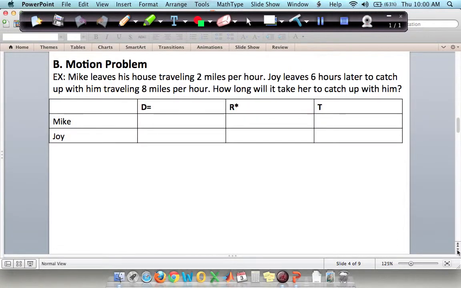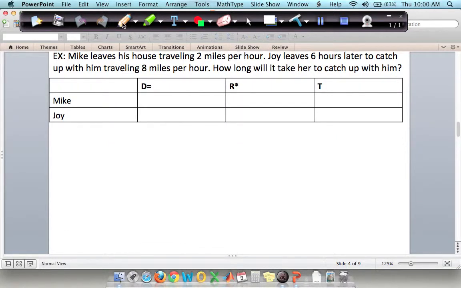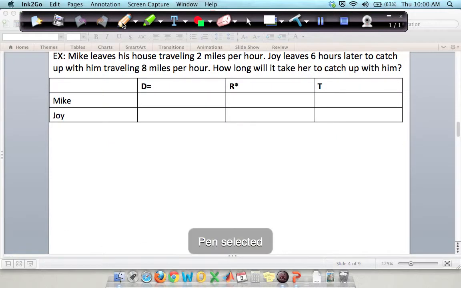Okay, we're going to look at another motion problem. So again, I have a table set up, and we're going to fill it in with distance, rate, and time, and then we'll set up our equation to solve. So Mike leaves his house traveling 2 miles per hour, and Joy leaves 6 hours later to catch up with him, traveling 8 miles an hour, so she's going a little faster. How long will it take her to catch up with him?